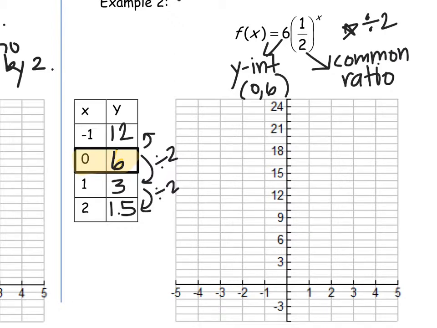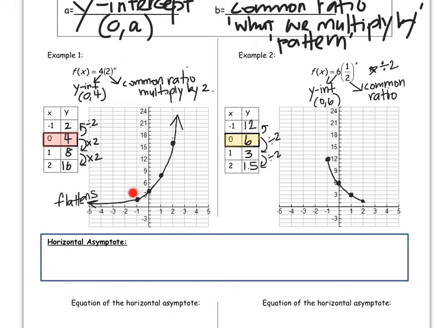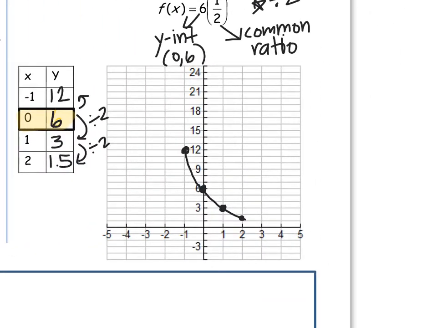So let's plot these points. -1, 12. 0, 6. 1, 3. 2, 1.5. So if we connect these points carefully, now think about which side is going to get flatter. In the other example, it got flatter on the left side of the graph. But on this example, it looks like it's going to flatten out on this side. So I'm going to make this side get flatter. And this side is going to grow exponentially. It's going to grow very fast.